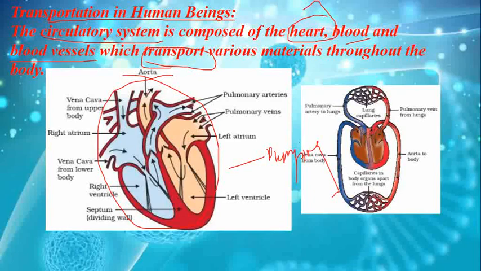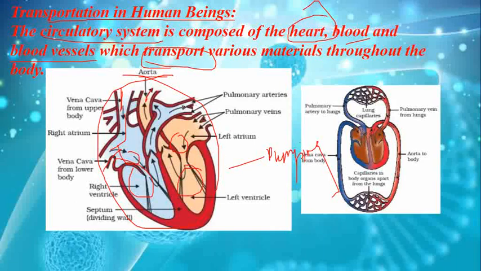You can observe here, this part is called the aorta. What happens in the aorta we will study later. First you can observe the parts. This part is called the vena cava. There are basically two vena cava, one from the upper body, one from the lower body. This part is called the right ventricle, and this part is the right atrium, and similarly this is the left atrium, and this is the left ventricle.